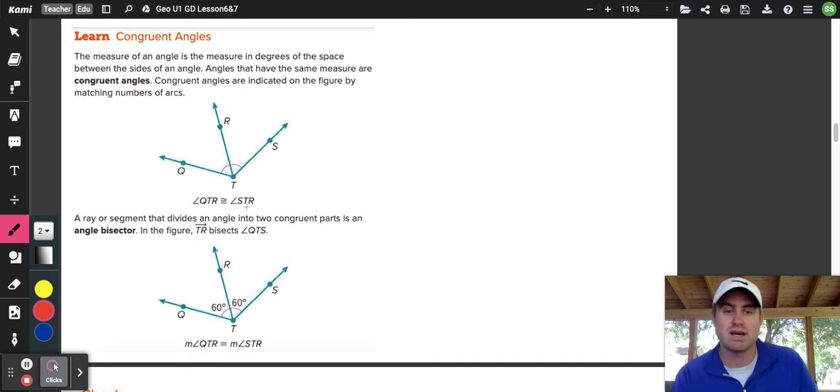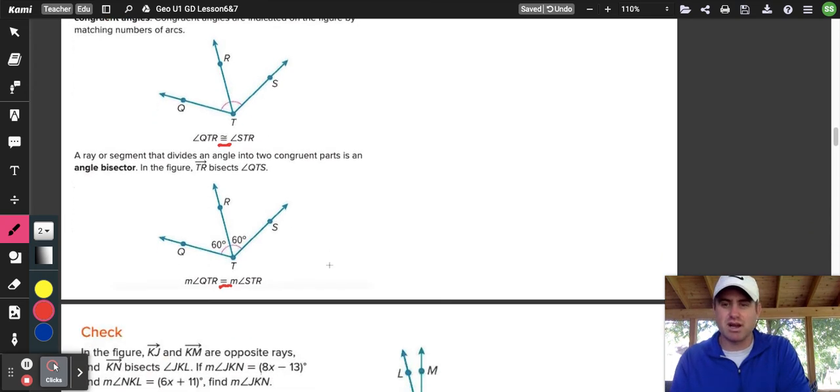Now, I want to point this out. Much like segments, angles are congruent. So if we notice, we've got the congruent symbol right there. Their measures are equal. So it's a slight difference. But remember, geometric figures can be congruent; their measures are equal. So it's just a slight little difference there.